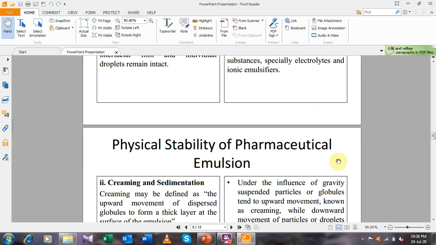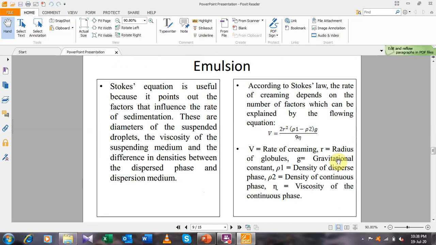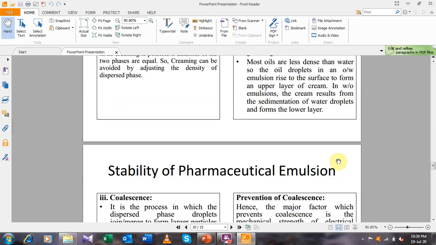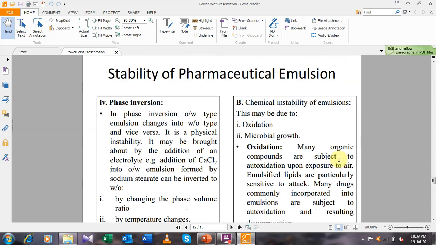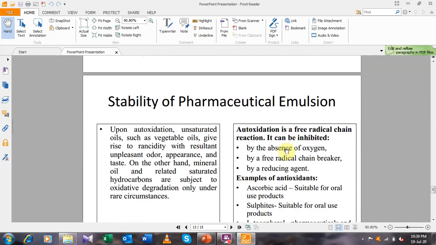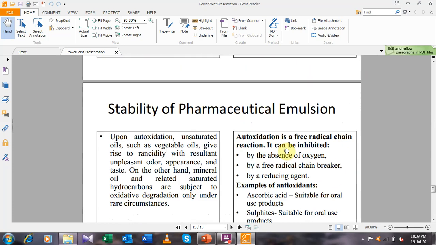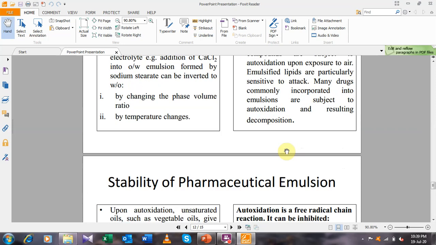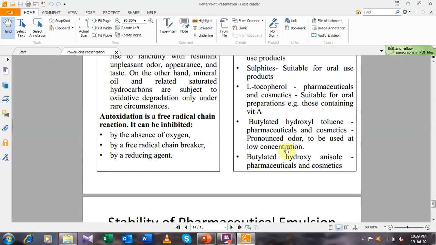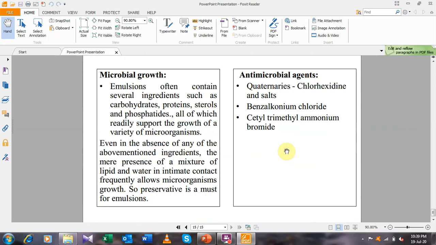We have studied in detail flocculation, creaming, sedimentation, Stokes equation, coalescence, phase inversion. And in the second part of this topic of stability of pharmaceutical emulsion, we discussed the different chemical instabilities, like oxidation and microbial growth, which occur in pharmaceutical emulsion. Different types of antioxidants and different microbial preservatives are used in order to control the microbial growth or microbial contamination.